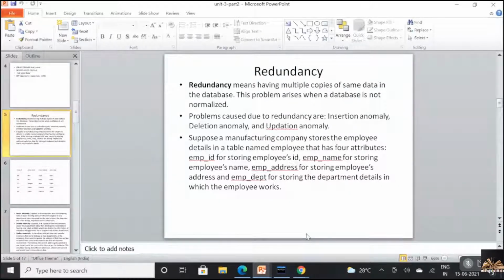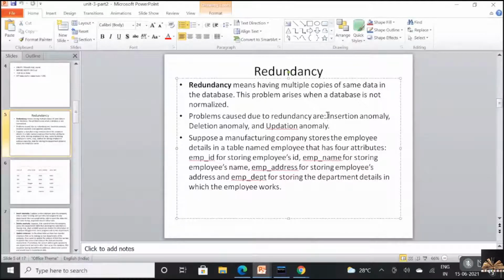What are the different kinds of anomalies? The first one is insertion anomaly. The second one is deletion anomaly. And the third one is updation anomaly. These are the three major problems caused by redundancy. The other problems would be that the data is inconsistent or the data might be confusing.